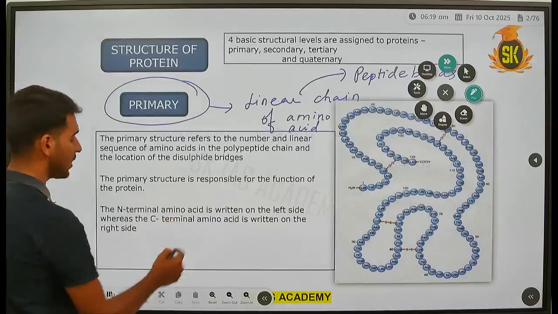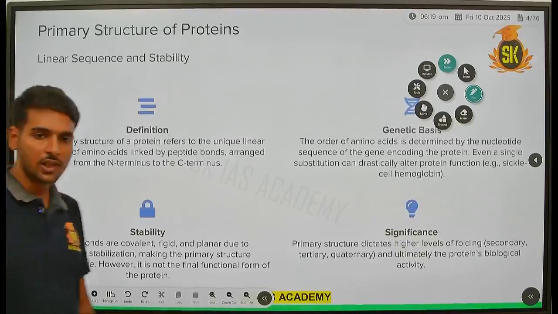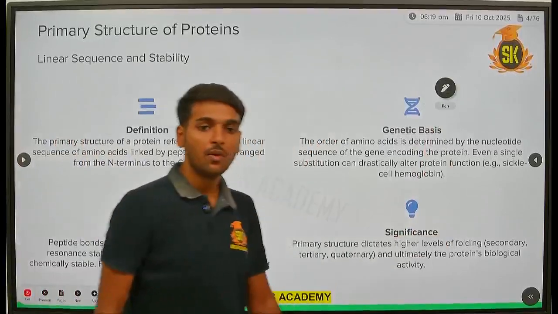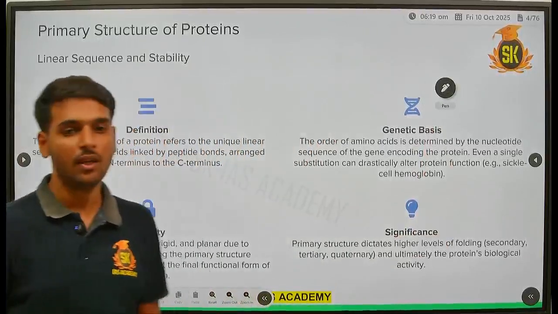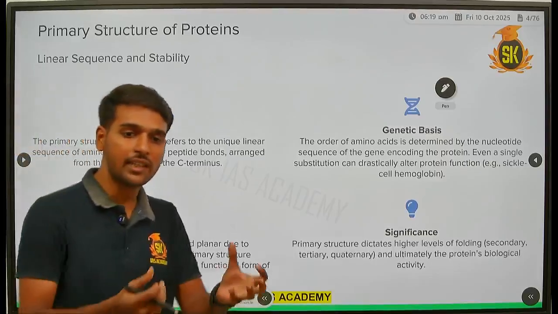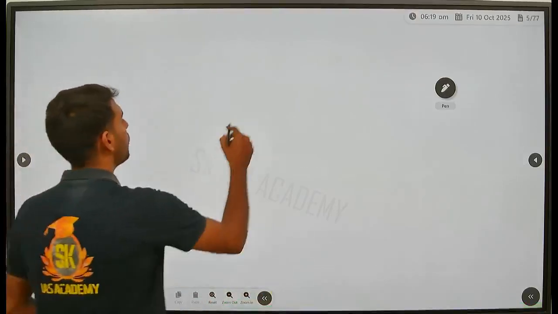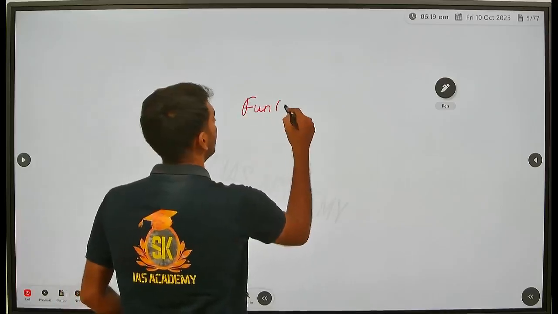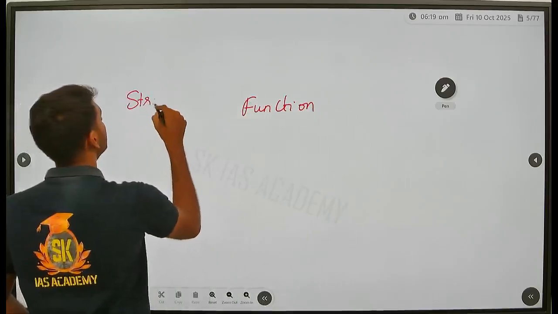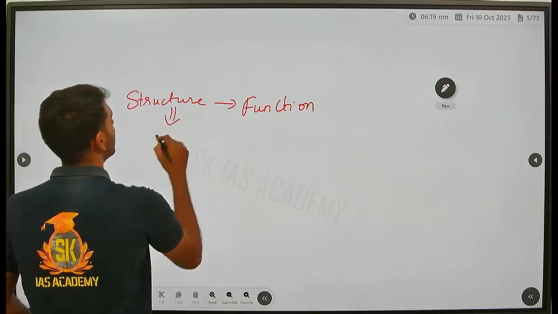The primary structure is not considered the overall structure of the protein. It underwent more and more foldings or complexity, okay, to gain its function. For a protein's function, what is responsible? Its structure is responsible, okay, its shape is responsible.